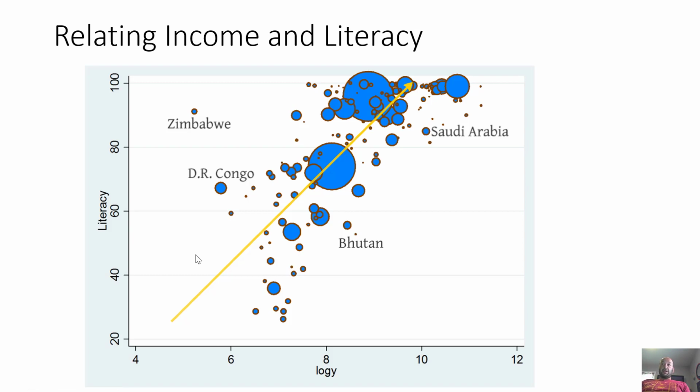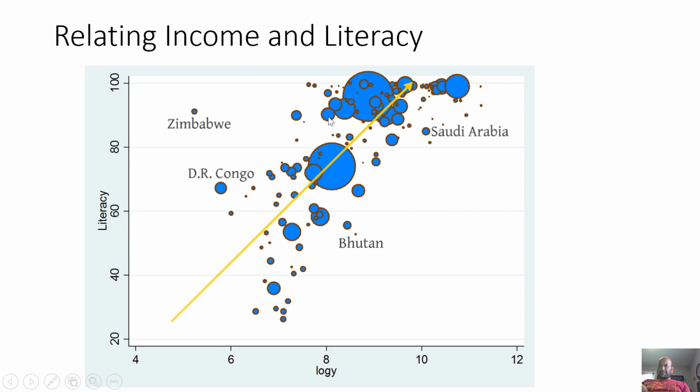So, for example, literacy, certainly something that we think is important. And we do see a positive correlation between income, so this is on a log scale here, and literacy rates. And you see that as countries become richer, their literacy goes up. That makes sense. Richer countries have more to invest and spend on education. We should expect them to be more literate. That being said, there are definitely some outliers here.